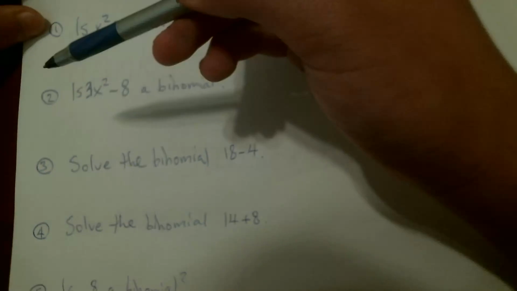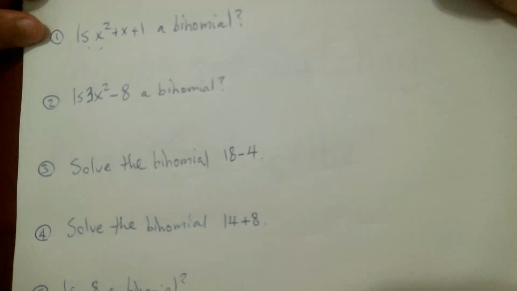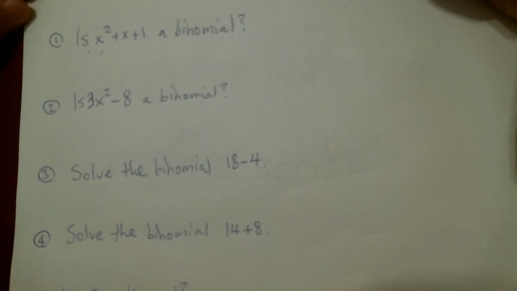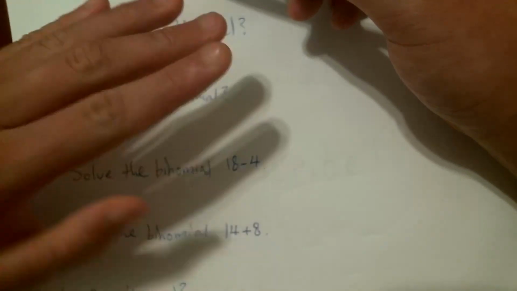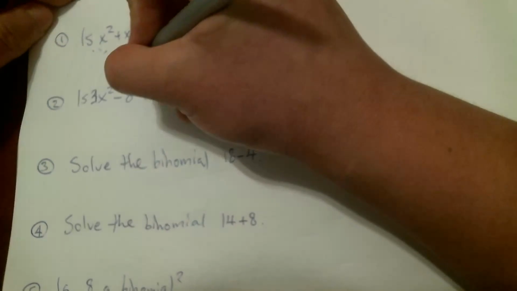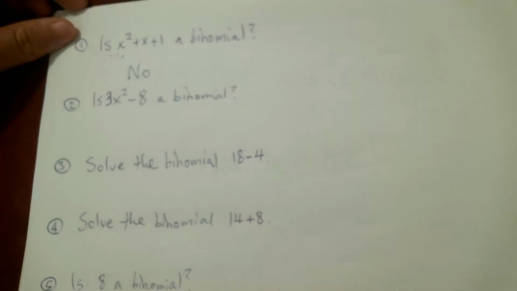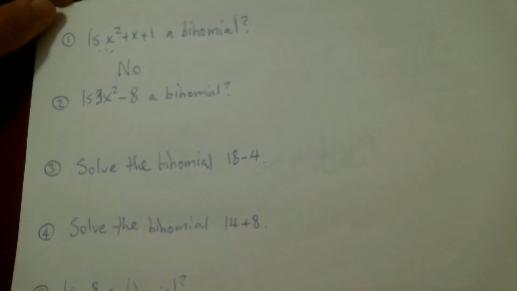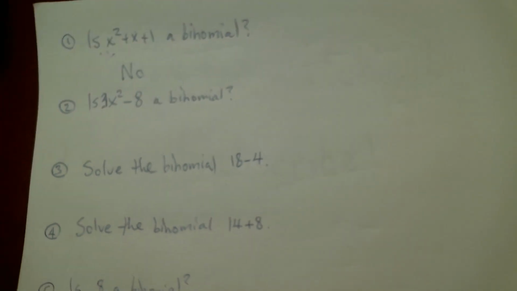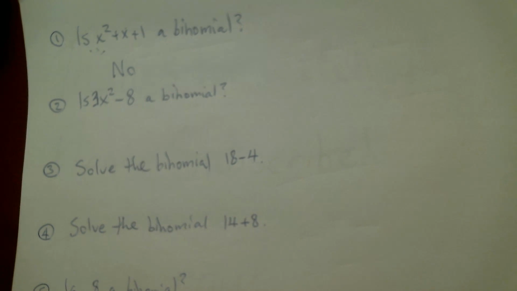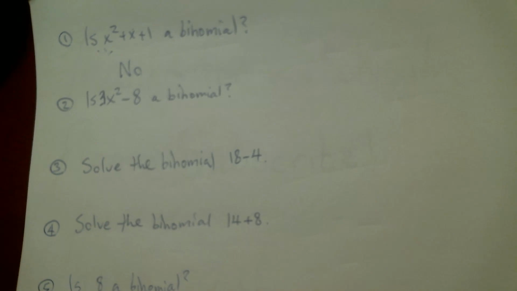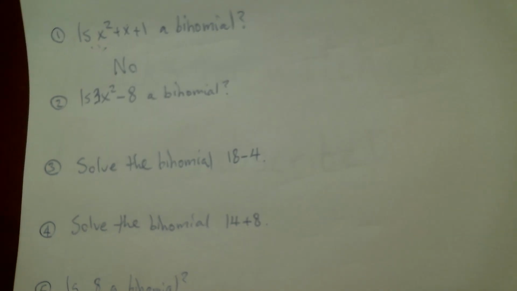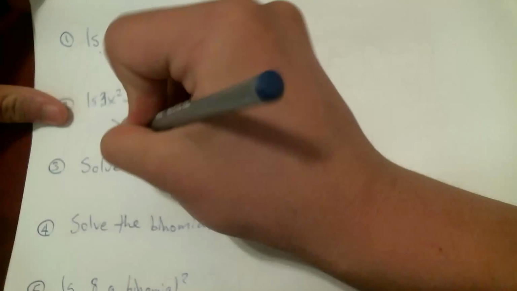The first one asks, is x squared plus x plus 1 a binomial? This one has 1, 2, 3 terms. Since it has 3 terms, we cannot classify that as a binomial. So the answer here would be a no. Alright, the second one asks, is 3x squared minus 8 a binomial? Here we can count up the terms, and there are 2 terms here. So this one would count as a binomial, since binomials only have 2 terms. So this one would be a yes.